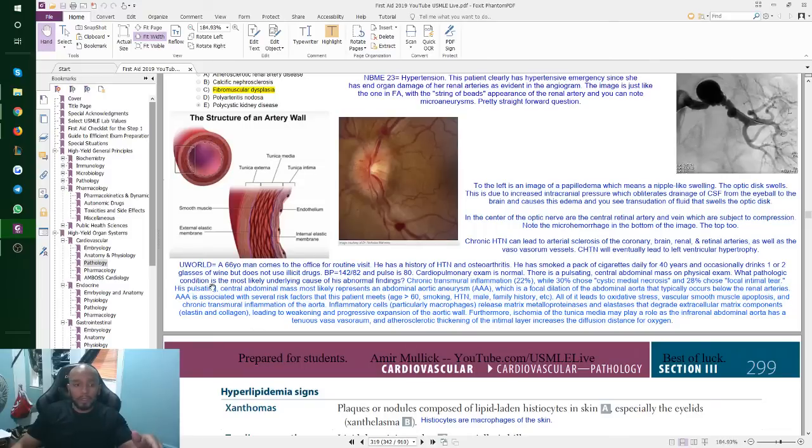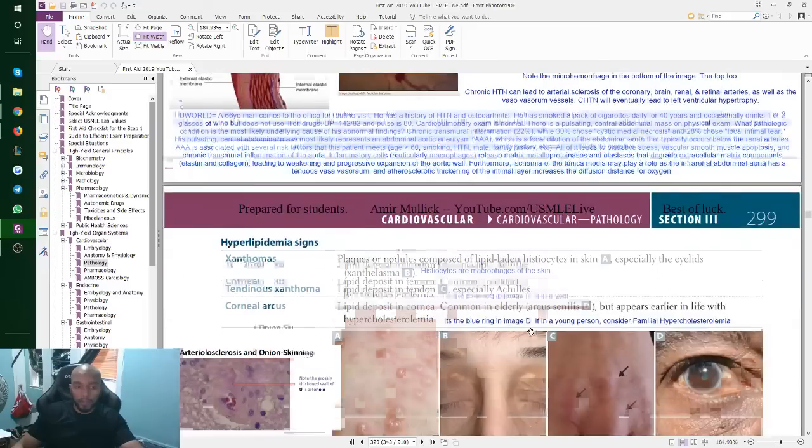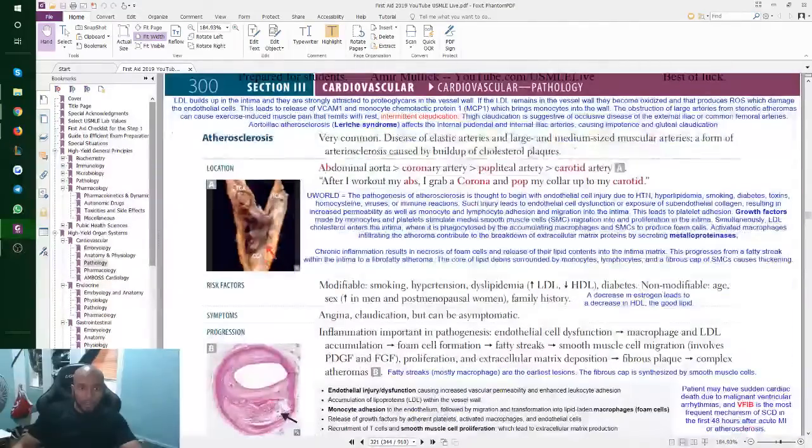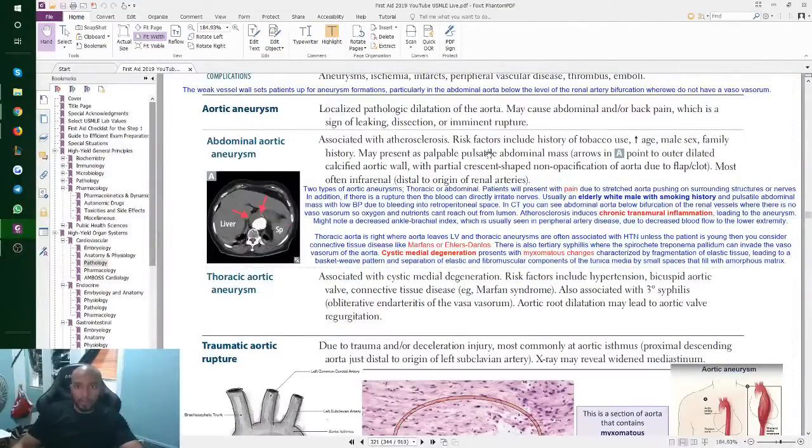His pulsating central abdominal mass most likely represents an abdominal aortic aneurysm, which is a focal dilation of the abdominal aorta, typically occurring below the renal arteries. AAA, abdominal aortic aneurysm, is associated with several risk factors that this patient meets, which is age over 60, smoking, hypertension, male, family history, and then being Caucasian is another thing, which they don't have here. Let me see if they put it into a book. Abdominal aortic aneurysm.